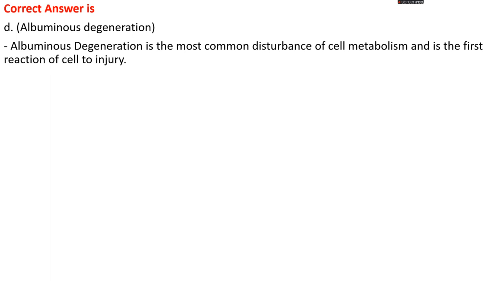Albuminous degeneration is the most common disturbance of cell metabolism and is the first reaction of cells to injury. When injury happens to the cells, the first degeneration that occurs is in the form of albuminous degeneration.